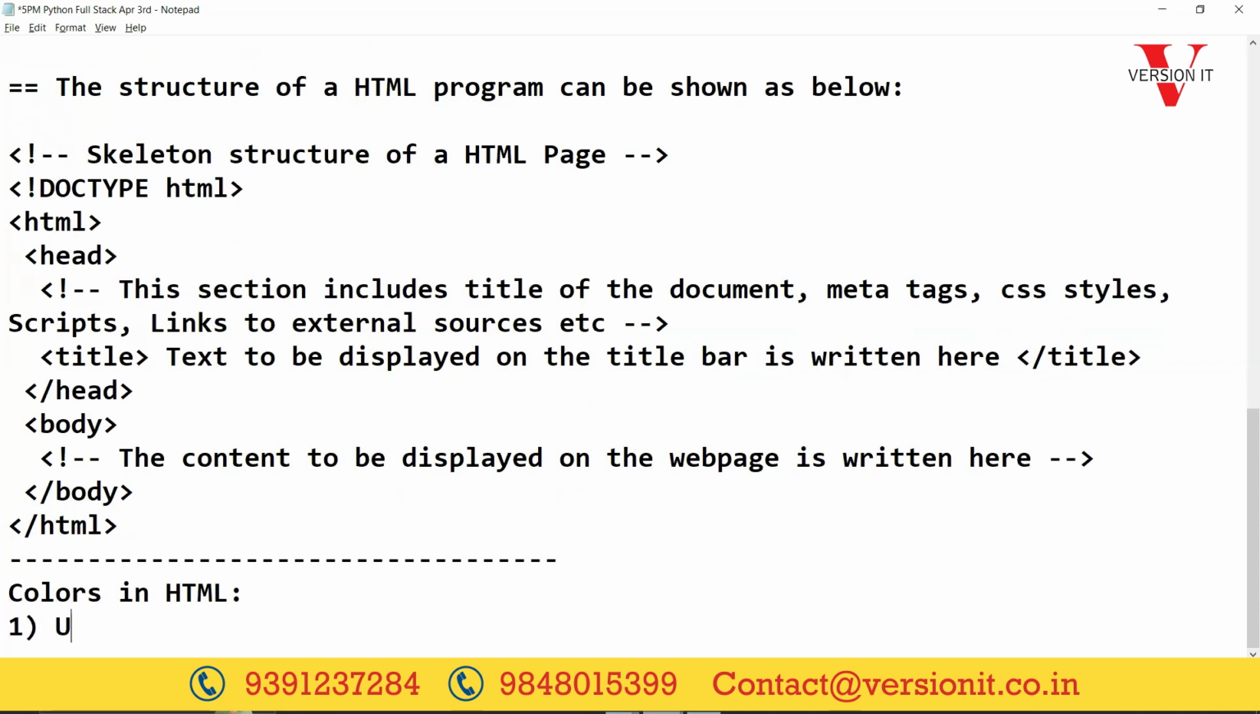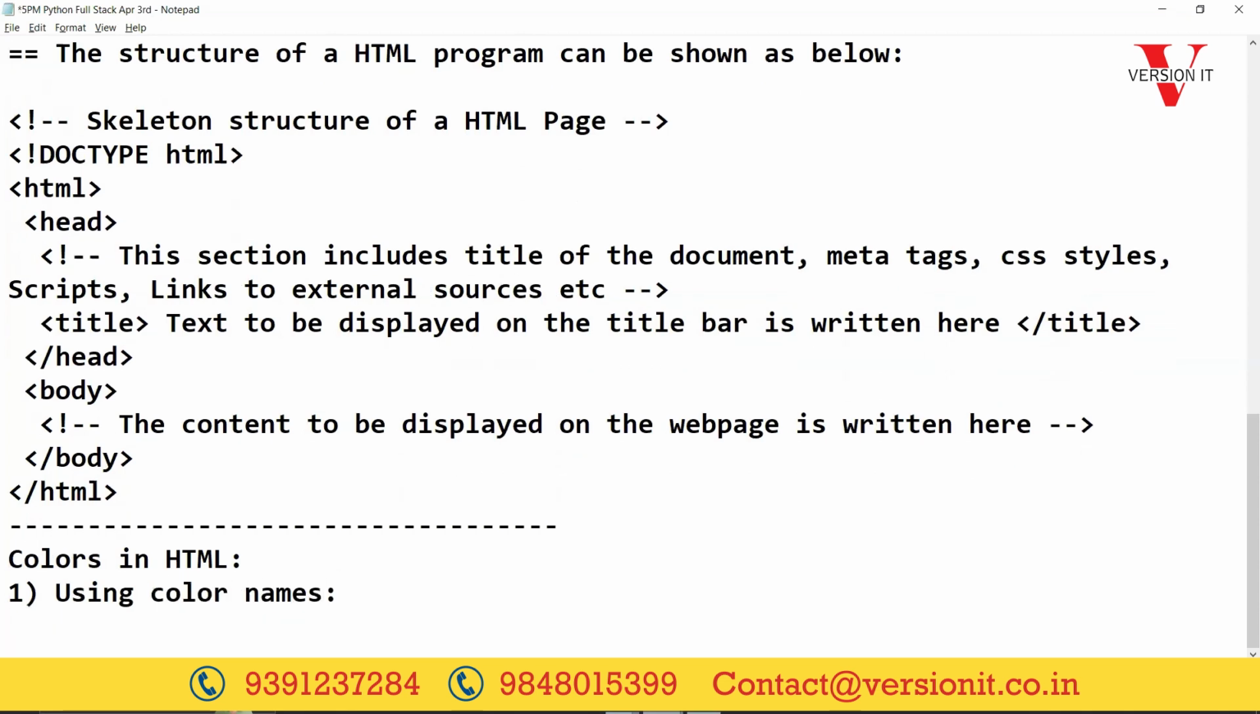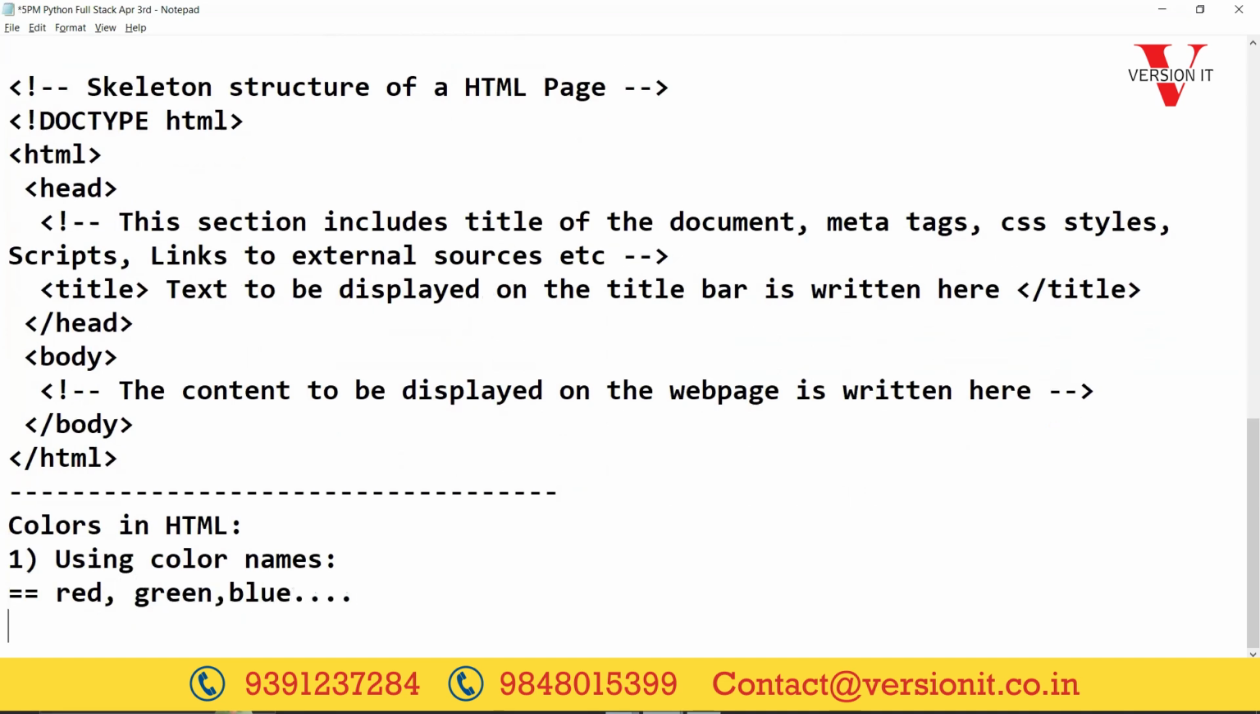So colors, we can write in two ways commonly. First, I can use color names. Color names means what? Like red, green, blue, black, yellow, like this. And one more thing is HTML programs are case insensitive. Means what? In some languages, capital letters and small letters are different.